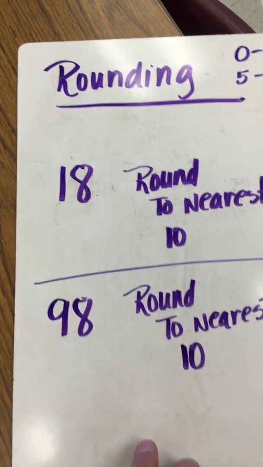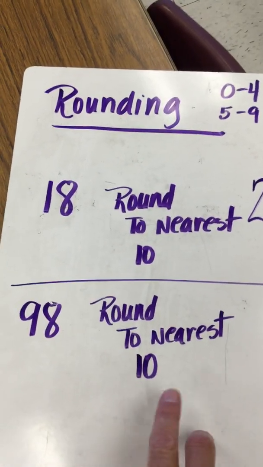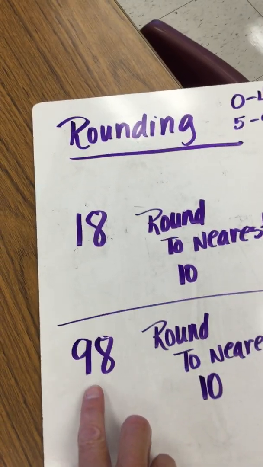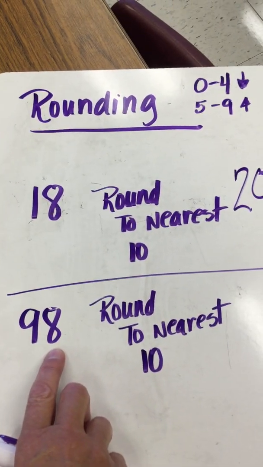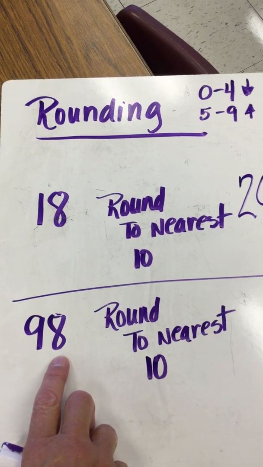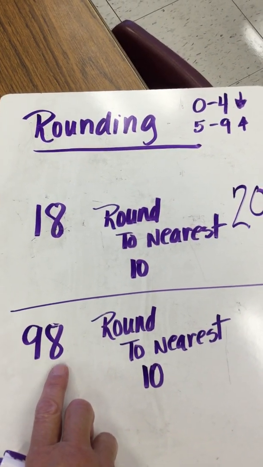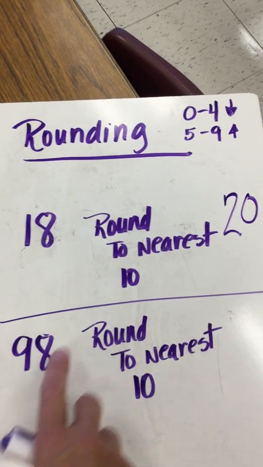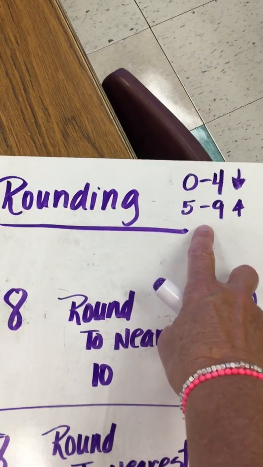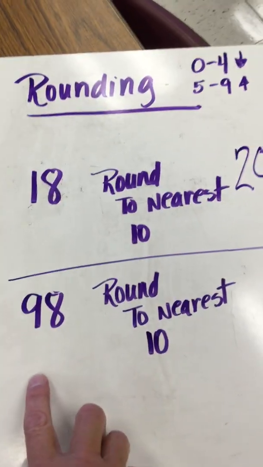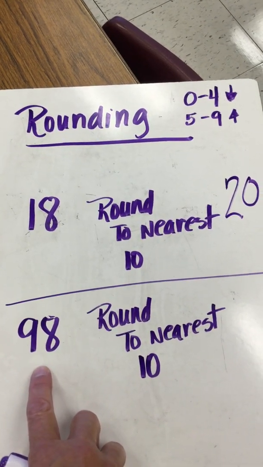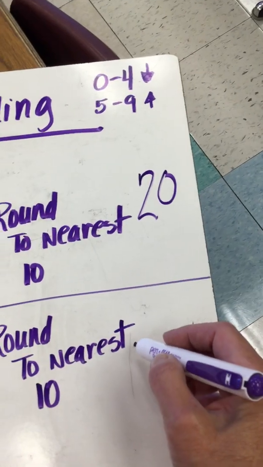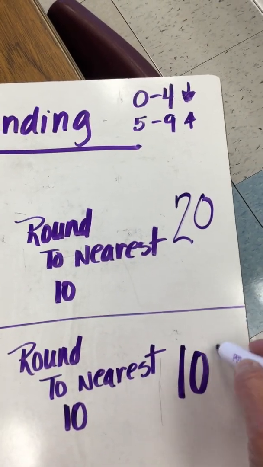Okay, so let's do one more. 98 rounded to the nearest 10. If I look at the number I have in the tens, and then I look at the number next to it in the ones, always the number to the right, that 8 is still there, and so that 8 falls in that go up category. Well, what is the nearest 10 after 90? Yep, you're right. It would be 100.